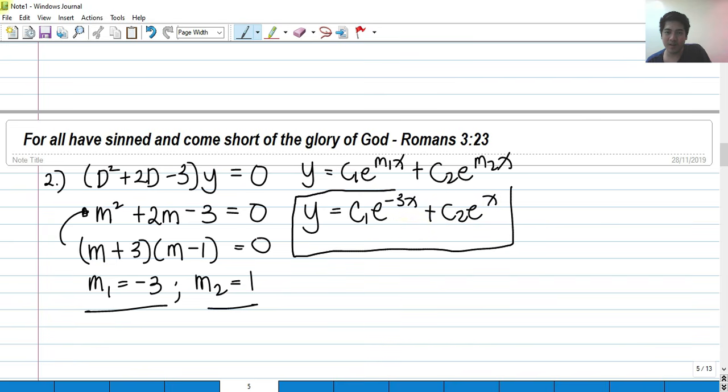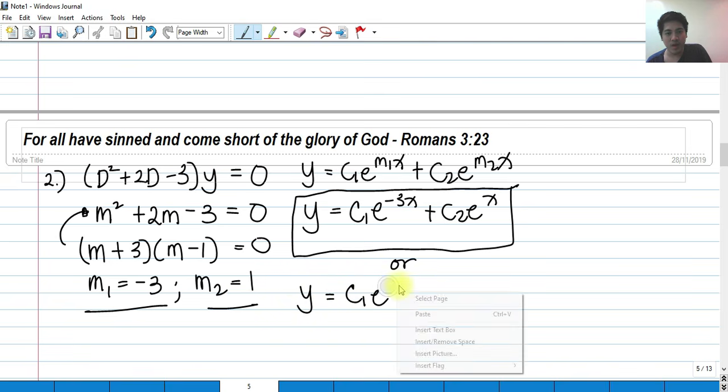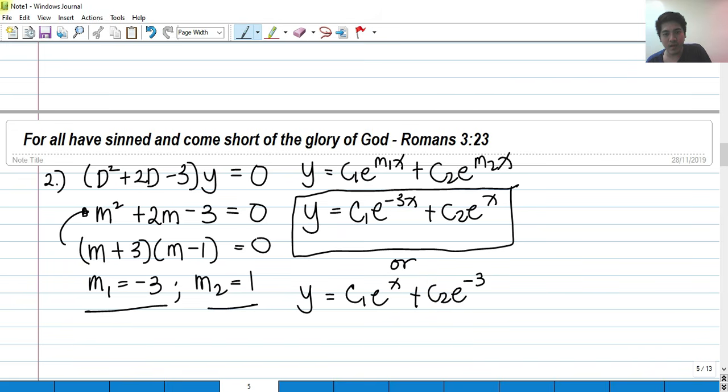Pretty easy, right? Or we can interchange this. We have m sub 1 is equal to 1 and m sub 2 is equal to negative 3. It doesn't matter. So we have c sub 1 e raised to x plus c sub 2 e raised to negative 3x. That is still the same.